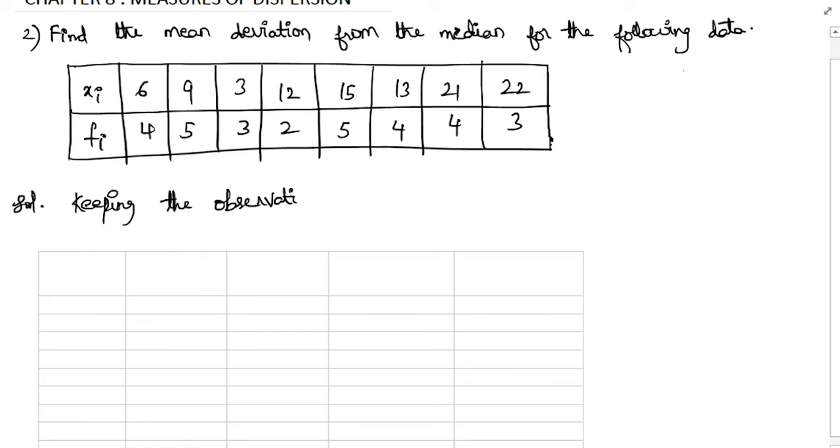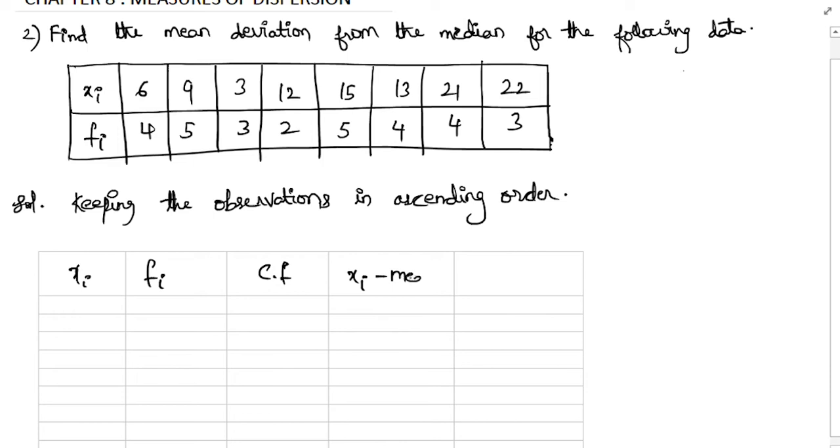Why are we doing this? Because for the median, we always put the observations in ascending order. Then we'll find the median, right? So, keeping the observations in ascending order, I've already drawn a table with columns xi, fi, cf, then xi minus median whole mod of this, then fi into mod of xi minus median.